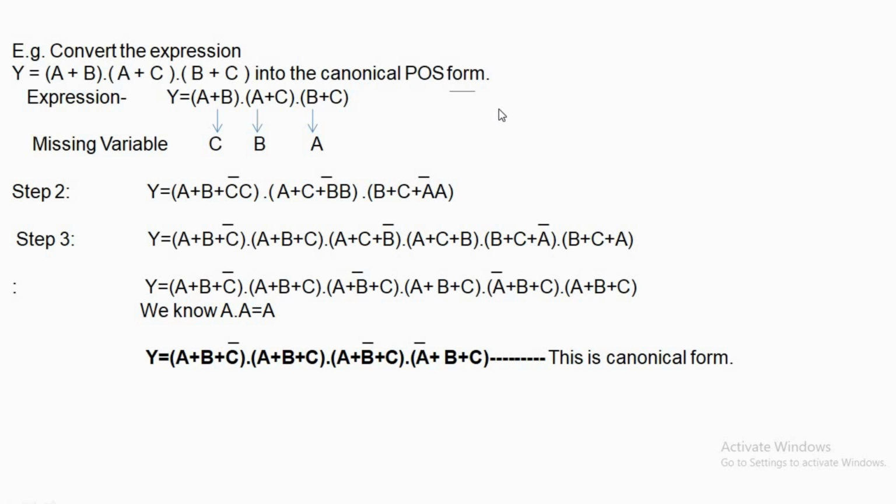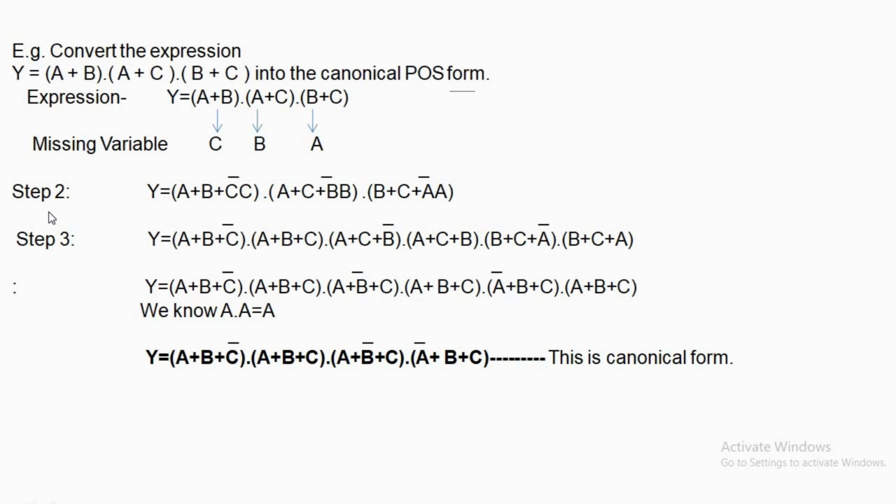Now, the concept will be more clear after solving this equation. So your equation is y is equal to (a plus b) bracket into (a plus c) into (b plus c). You have to convert this equation into canonical POS form. So first find out how many variables are there in this equation: a, b and c. So 3 variables are present in this equation. So first step, find out the missing variable. So in the first term c is missing, in the second term b is missing, and in the third term a is missing.